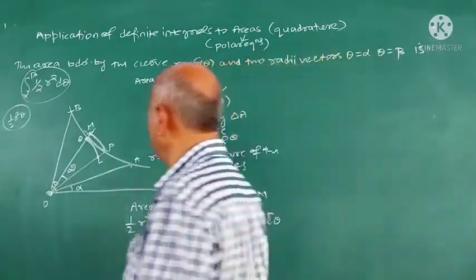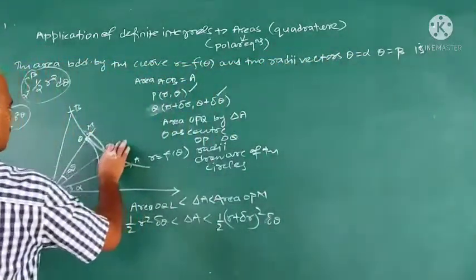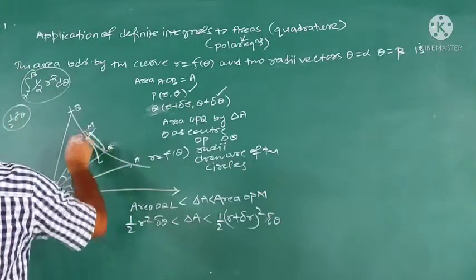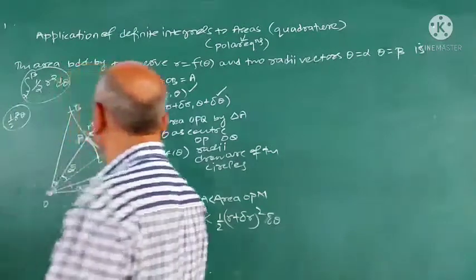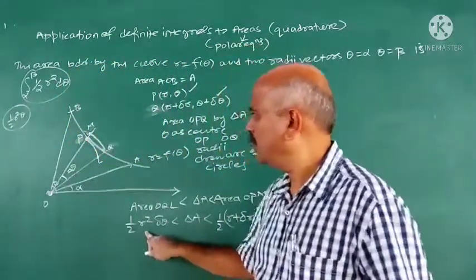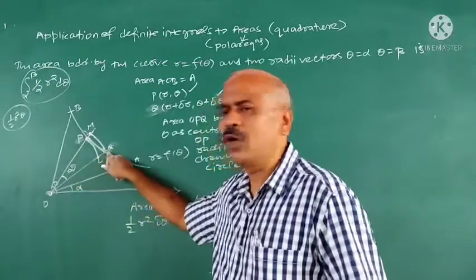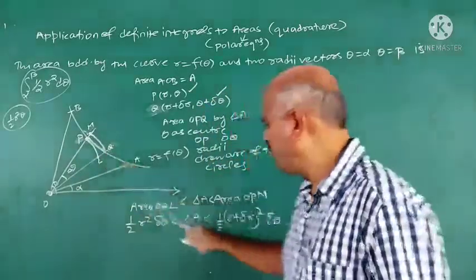What I can do is interchange Q and P. Then what happens? Interchange Q and P. Then it seems OP is less than OQ here. Correct? Anyway, this is important.